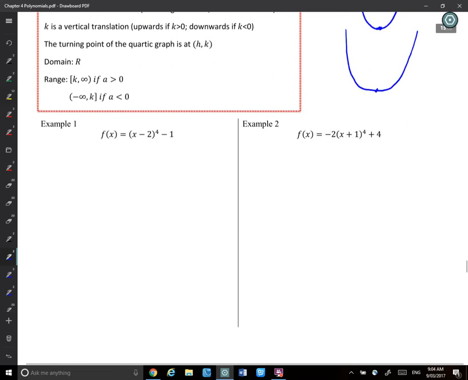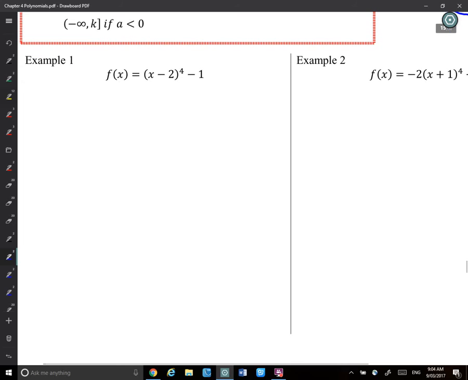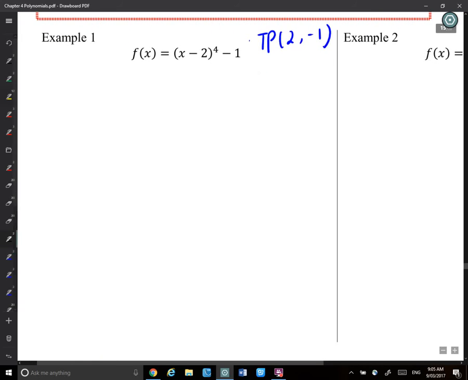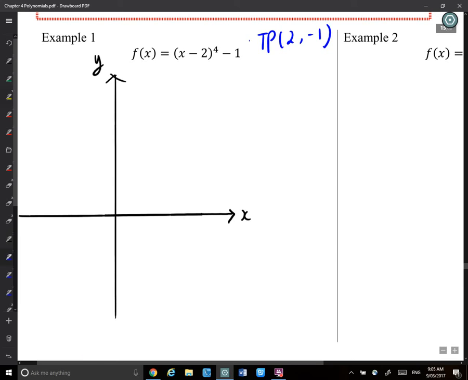Okay, let's look at this one. I want to sketch (x minus 2) to the power 4 minus 1. So I will have a turning point at 2, negative 1. So where's 2, negative 1? I have 2 here, negative 1 here. This point is 2, negative 1.